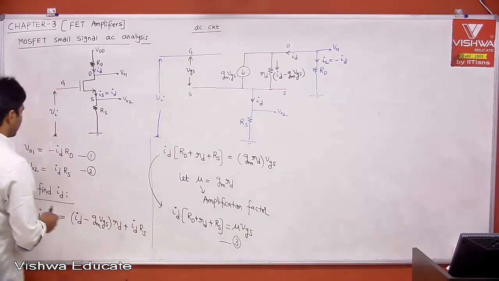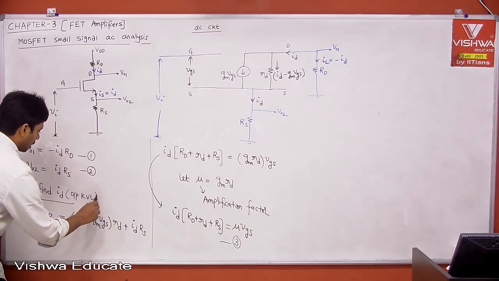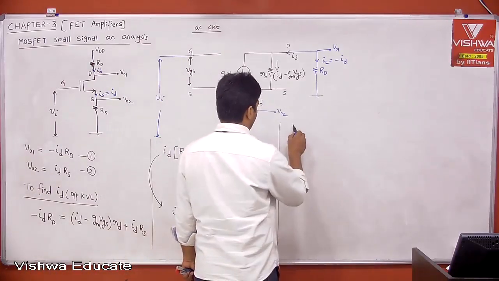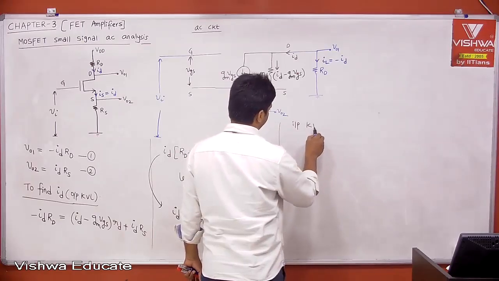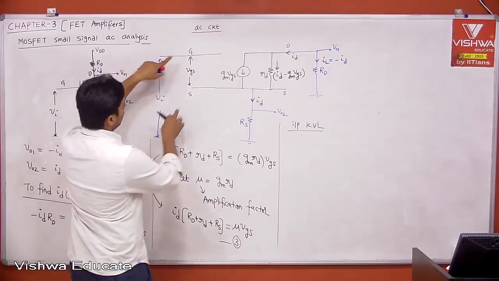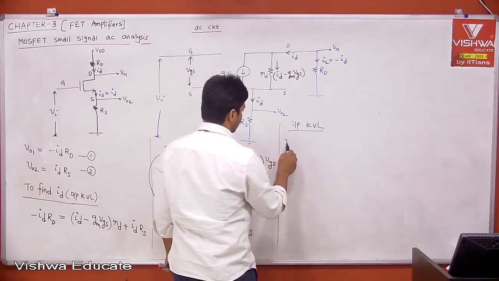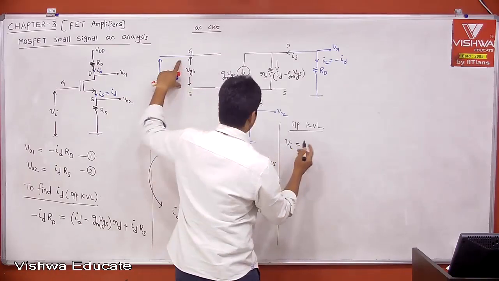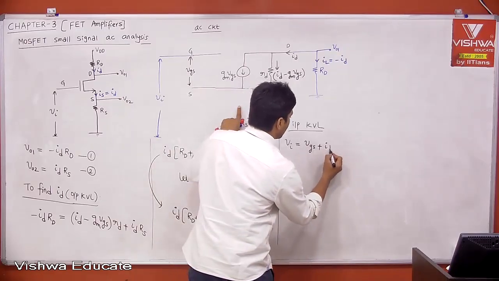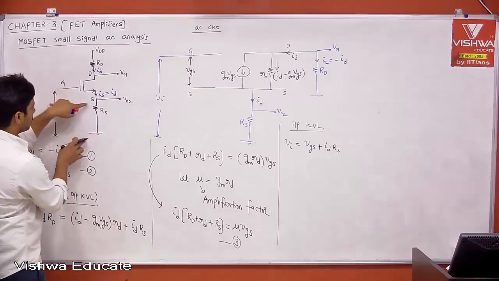Actually, this is what is our output KVL. We are using output KVL. Okay. Now input KVL. What is input KVL? This voltage VI is equal to the drop across this plus the drop across this. Therefore, VI is equal to VGS plus the drop across RS, which is ID into RS, right? Therefore, this voltage is equal to this voltage plus this voltage.